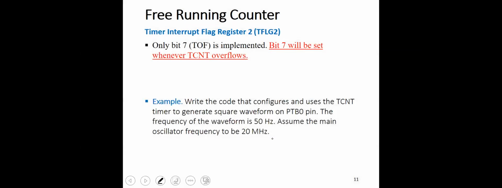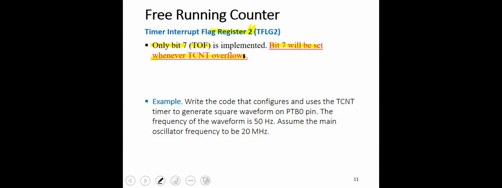The timer flag register has only 1 bit. Flag register number 2 has only 1 bit, which is bit number 7, the timer overflow interrupt flag. So this flag is basically set whenever the timer count register overflows. In other words, when the timer overflows, this flag is set. So we can either poll this flag to know whether some time has elapsed or not, or we can enable the interrupt service associated with this event.